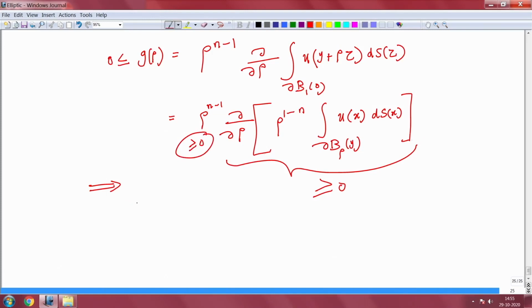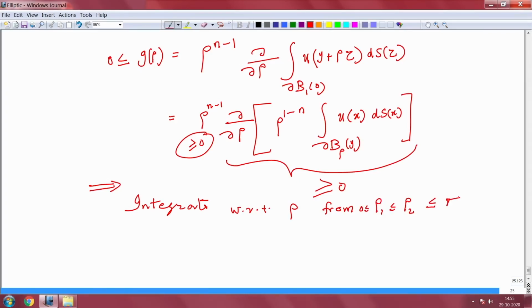So, now you integrate with respect to rho from rho 1 to rho 2, for any 0 less than or equal to rho 1, less than or equal to rho 2, less than or equal to r. The ball of radius r is fixed there.